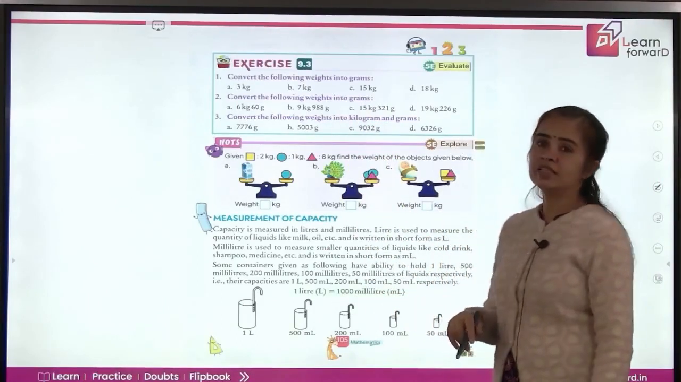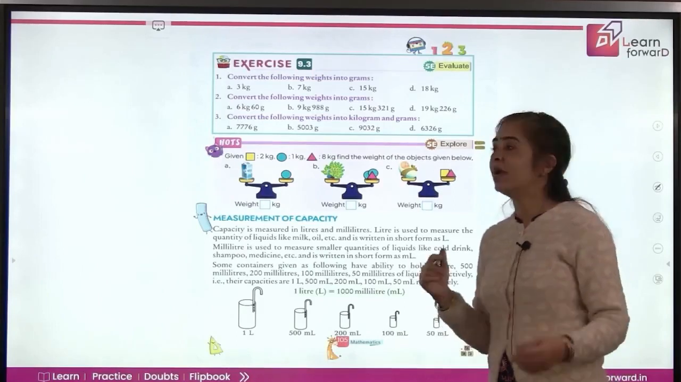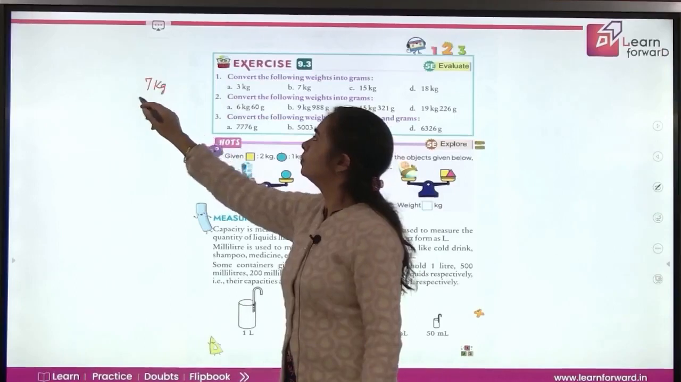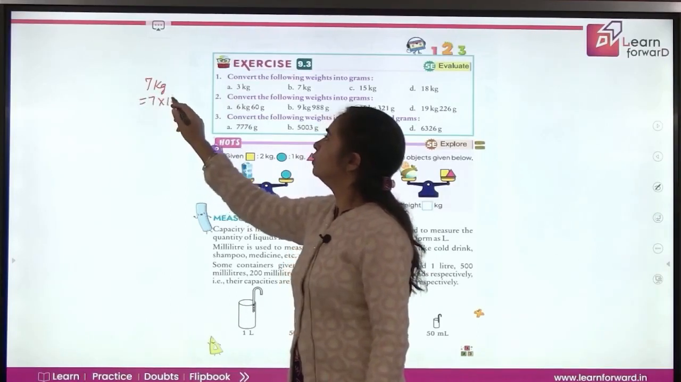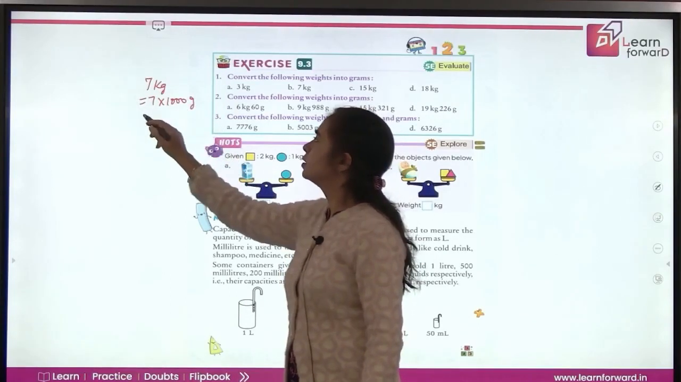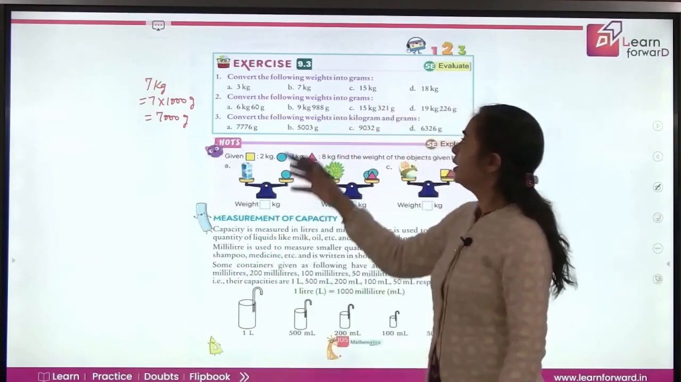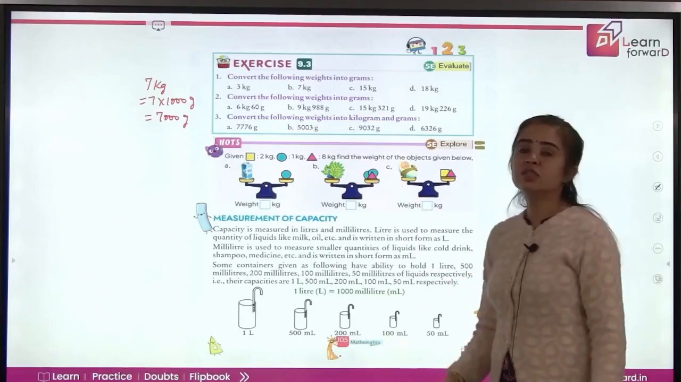Convert the following weights into grams. Exactly, you will be multiplying by 1000. So 7 kilograms is equal to 7 into 1000 grams, which is equal to 7000 grams. So simple.